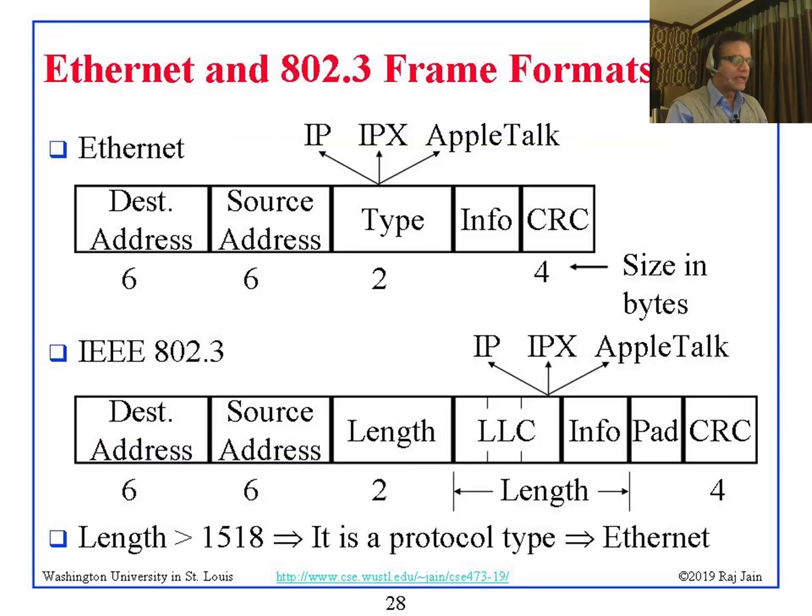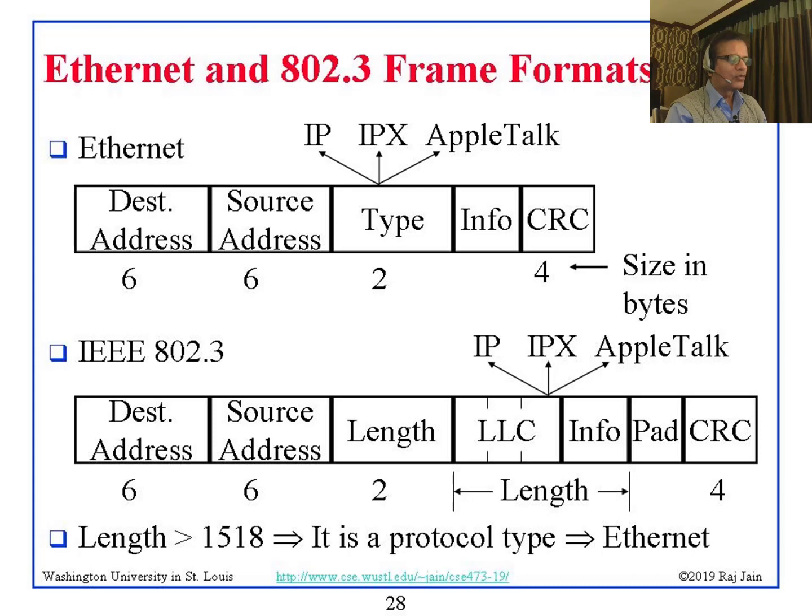All right, so back to the distinction. LLC provides the multiplexing. MAC does not need a protocol type field, and it has a length field. So now, Ethernet and IEEE 802.3. The Ethernet is shown on the top, where you have the type field of 2 bytes, and that type field indicates whether it is IP, IPX, or AppleTalk. In IEEE 802.3, those 2 bytes are the length field. After the length field, there is an LLC header. In the LLC header, there is a protocol type field, and that tells you whether it is IP, IPX, or AppleTalk, and so on and so forth.